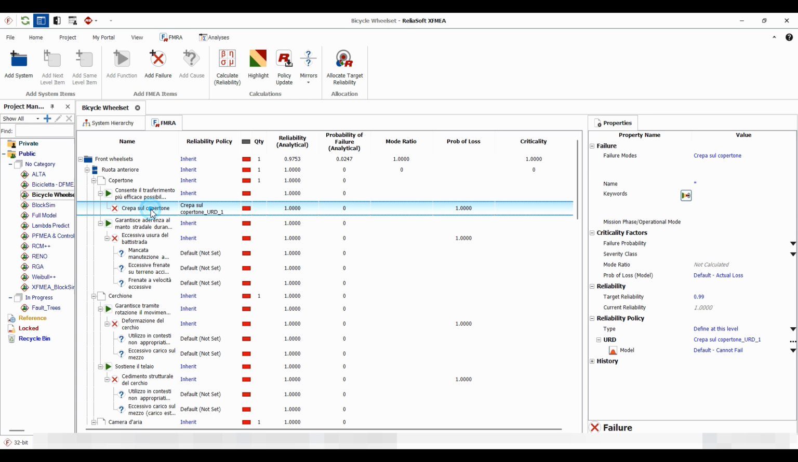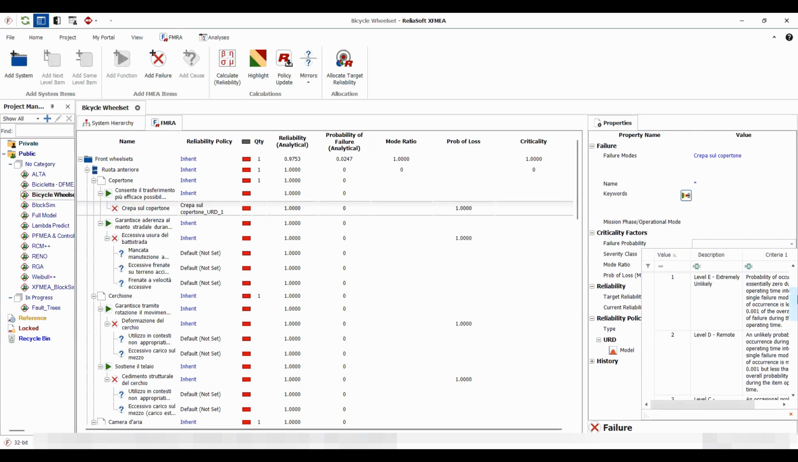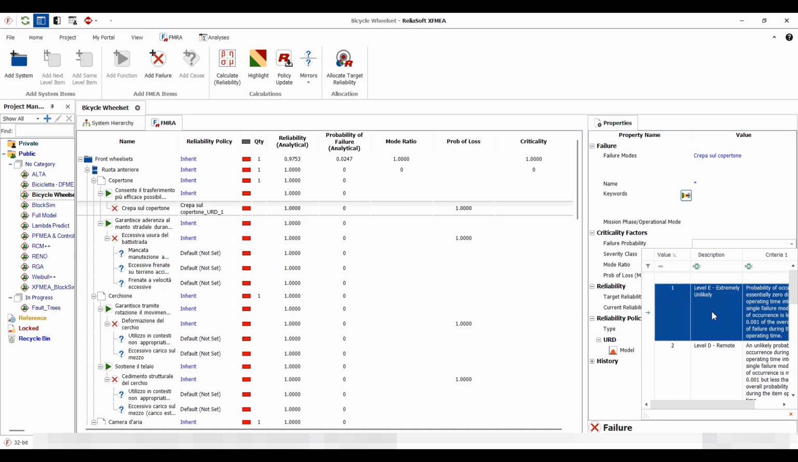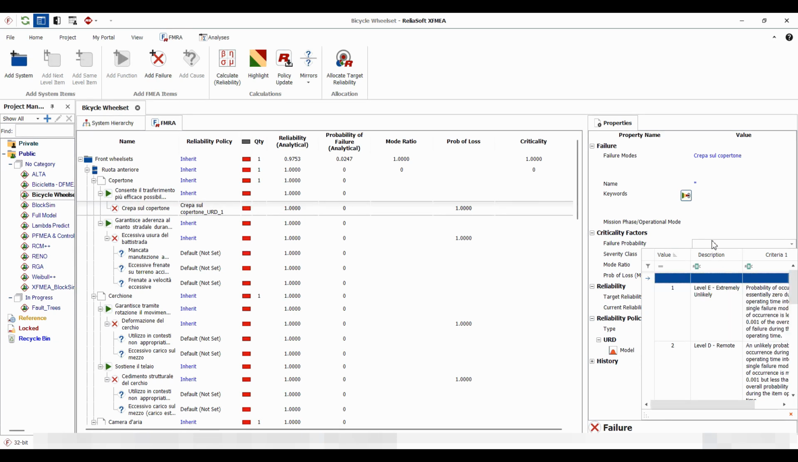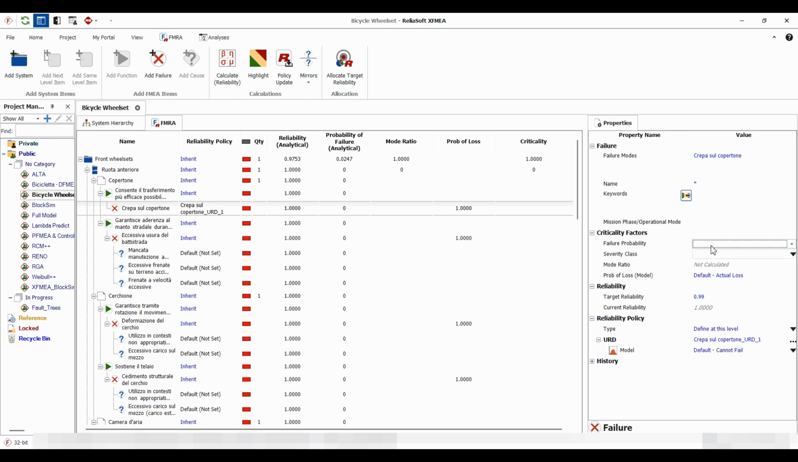Then we focus our attention onto the failure, because we said we would set our failure distributions at failure level. And here we go, criticality factor. We have information deriving from one of the tables in 1629, but this refers to a qualitative FMECA, so we leave it blank. We're not going to map anything there.